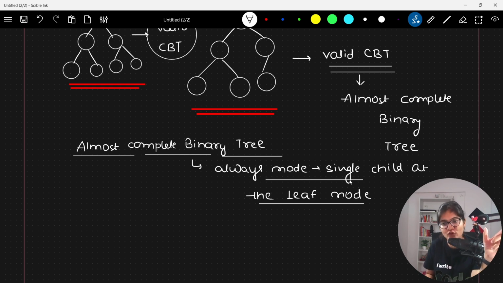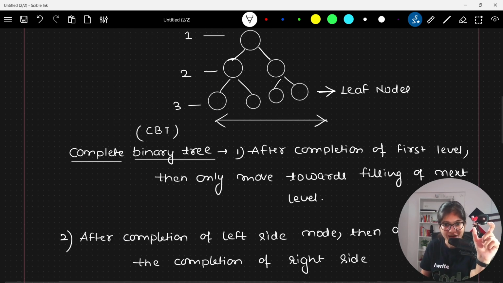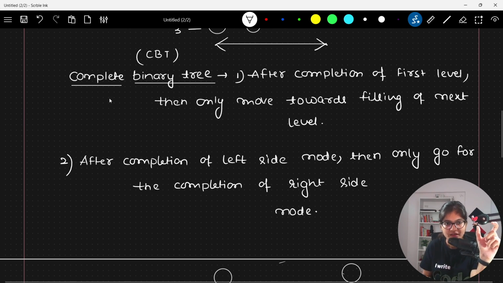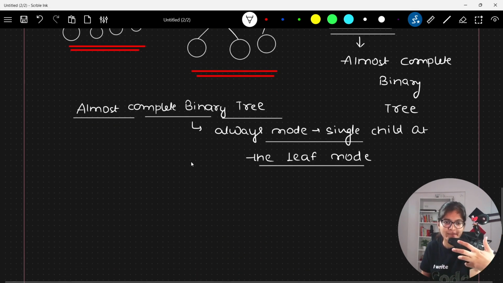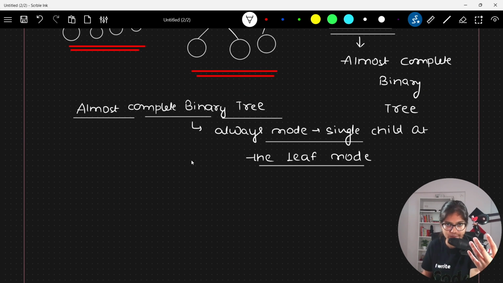Now here again, if you observe, these two conditions are satisfied. Whatever conditions I have written for a CBT are equally valid when I am talking about a full binary tree or when I am talking about an almost complete binary tree.